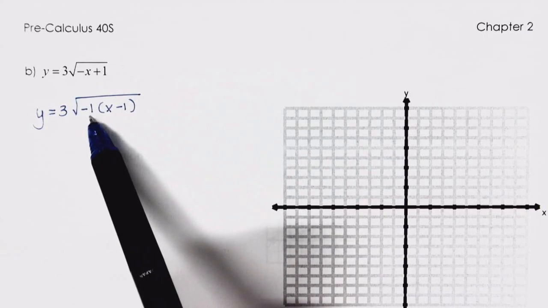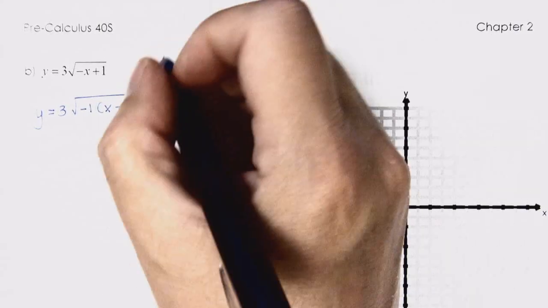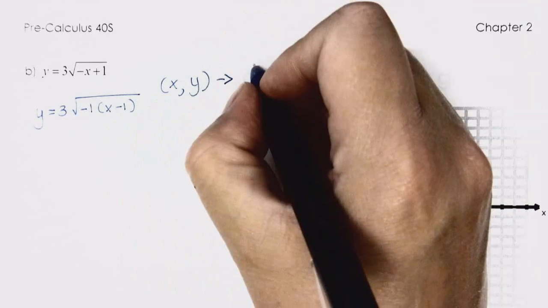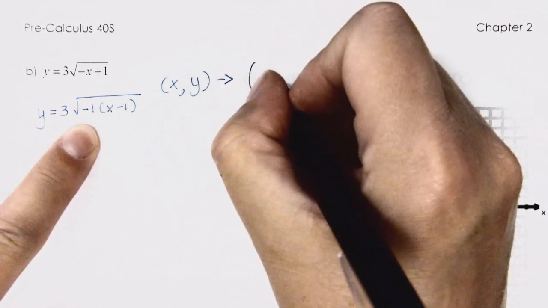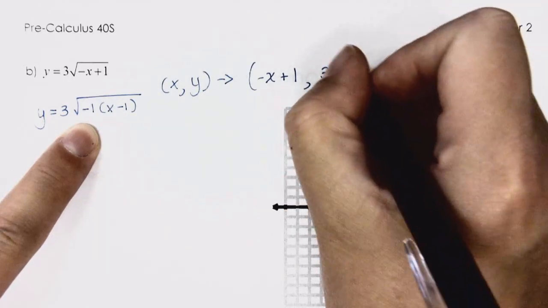What does this tell me? What's happening with the graph? Reflected in the y-axis. And then what does this tell me? Move right by 1. Okay, so if I put that all into a mapping rule, my x is going to be negative, and then I'm going to add 1 to it. Y's I'm going to multiply by 3.